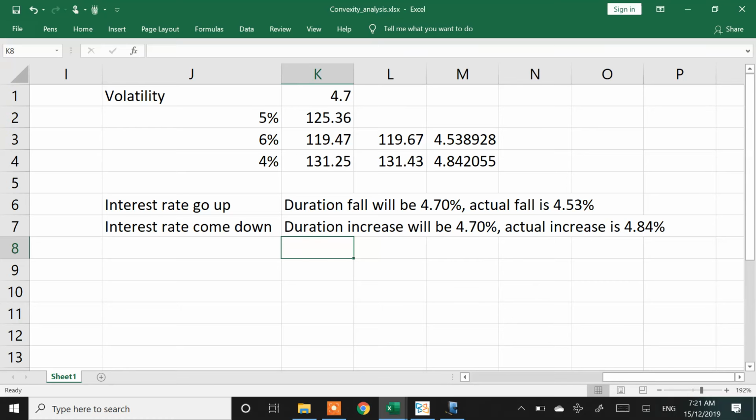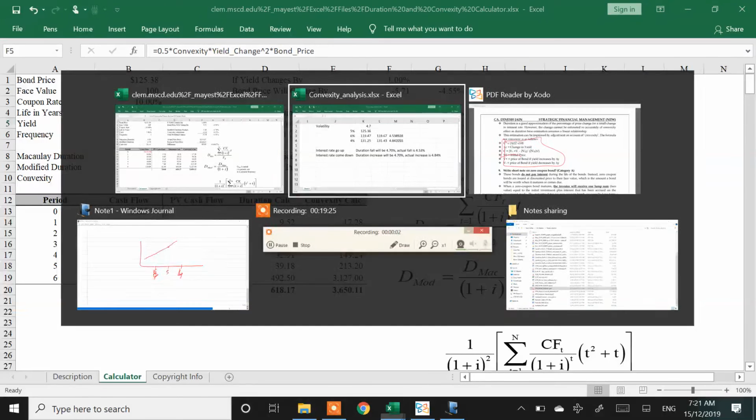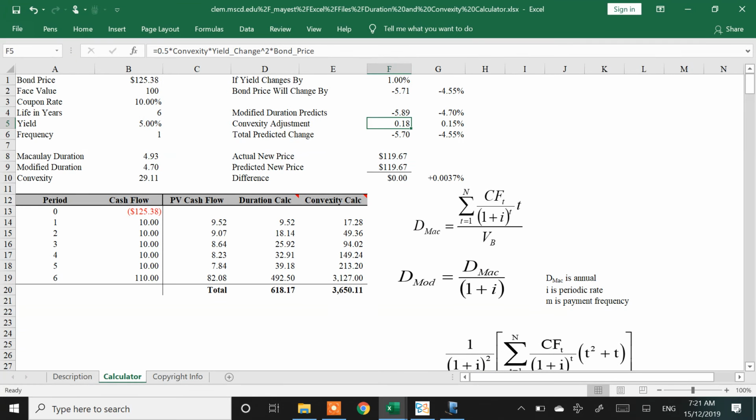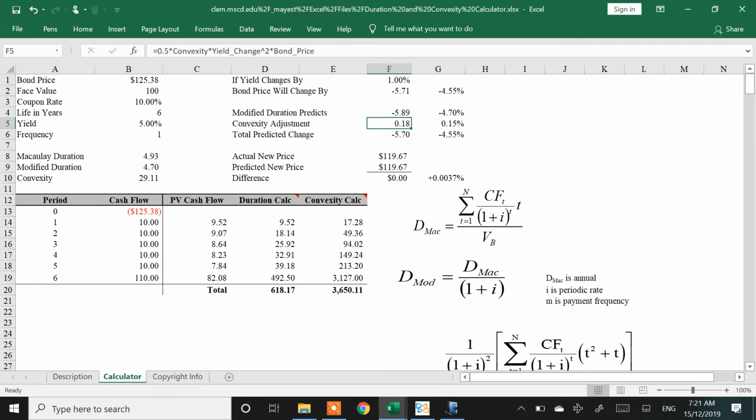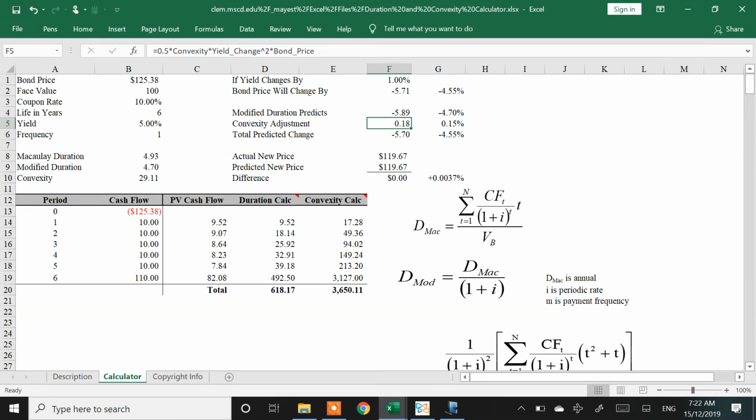That adjustment is done with the help of the convexity adjustment. My convexity, which I've calculated, is 29.11. So I calculate 0.5 into convexity, which in this case is 29.11, into yield change square, into bond price. So 0.5, convexity is 29.11, and yield change in this case is 1%.